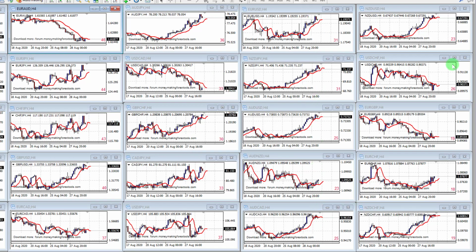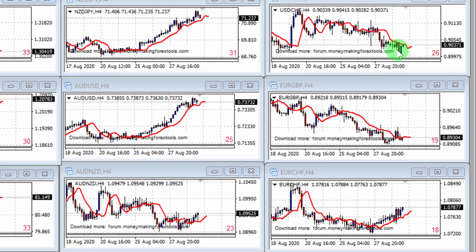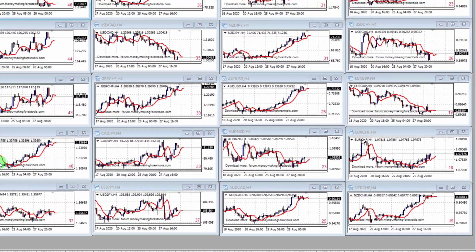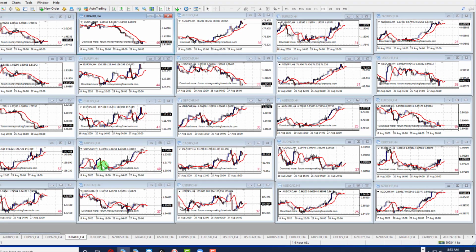Almost, not quite. There's a rejection candle. Yeah, those are the ones. So immediately, I can see so much going on in the market. I can see phase reversals. I can see rejection spikes.